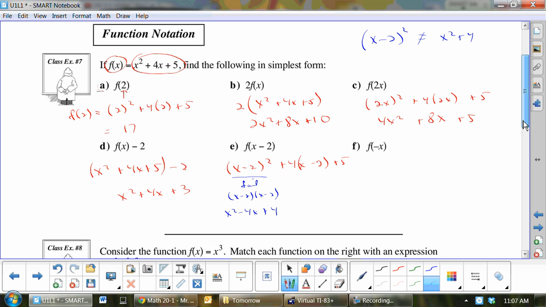And then I've got this one here. Make sure you distribute it. Plus 4x minus 8 plus 5. Okay? We got x squared, the negative 4x and 4x kill each other, and then I've got 4 minus 8 is negative 4, plus 5 is plus 1.